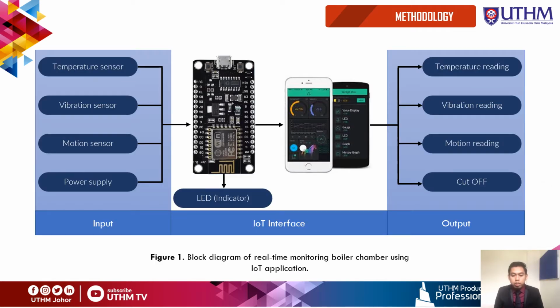Here is the IoT interface between the microcontroller and the Blynk app on the smartphone. The temperature sensor, vibration sensor, and motion sensor are connected to the ESP module with an LED as an indicator. The data and signal are sent to Blynk through Wi-Fi, where Blynk will show the temperature reading, vibration reading, and motion reading, and also includes a cut-off button whenever the boiler chamber faces failure. The cut-off button will be used to shut down the operation.